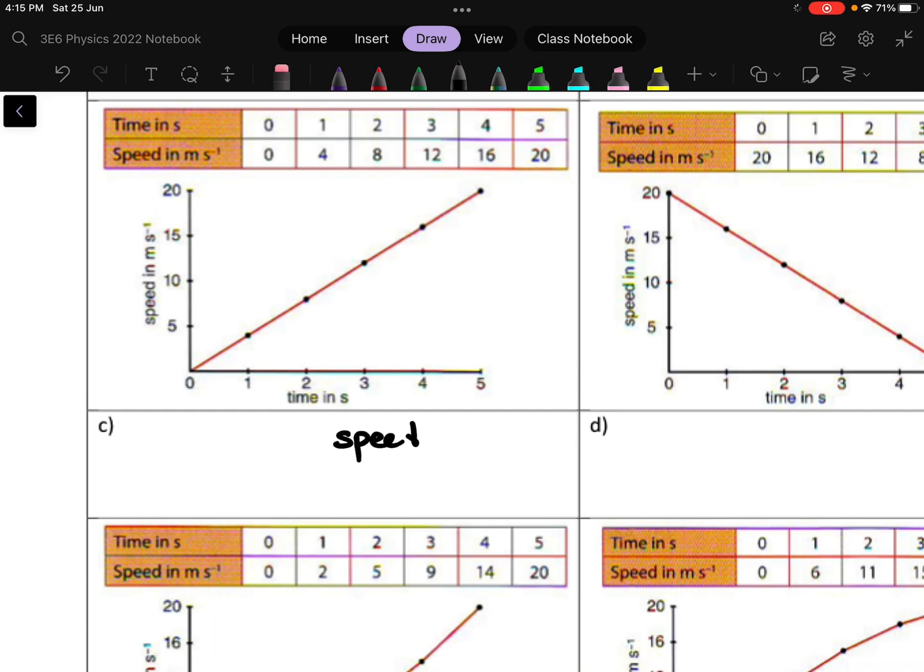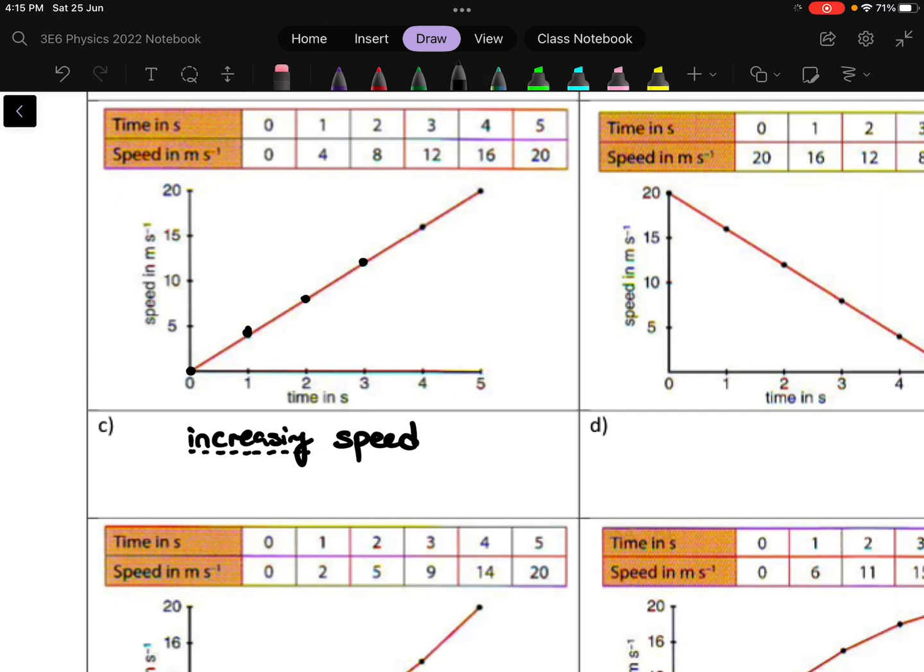Is the speed 0, constant, increasing, or decreasing? So in this case, let's look at time is 0, speed is 0, time is 1, speed is about 5, time is 2, speed is about, I don't know, 8, time is 3, speed is 12. So we can say that the speed is increasing.